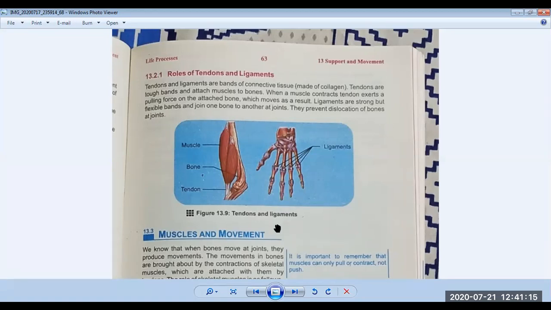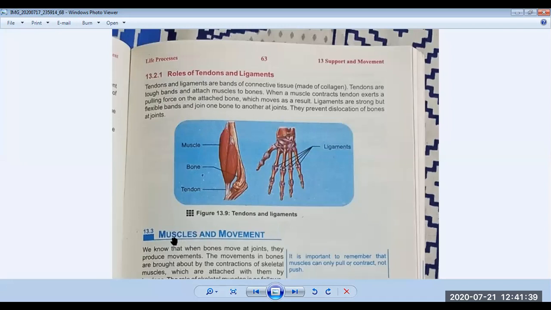Now come to muscles and movement. What are muscles and movement? In board exams, this question comes as a short question. What is the role of tendons and ligaments? This can also come as differentiate between tendons and ligaments, or write a note on tendons and ligaments. So this is short, but very important. You have to learn it and write it in your register.